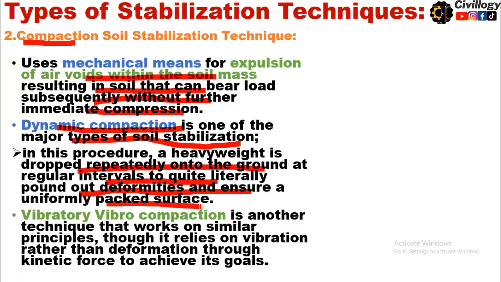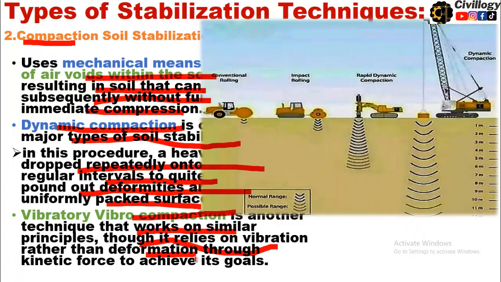The second type of compaction is vibratory. Vibrocompaction is another technique that works on a similar principle, though it relies on vibration rather than deformation through kinetic force to achieve its goals. In this picture, as you can see over here, this is conventional rolling with the help of a roller. Then there comes impact rolling, which has impact up to a certain depth of the ground. Then rapid dynamic compaction. Then there comes dynamic compaction.